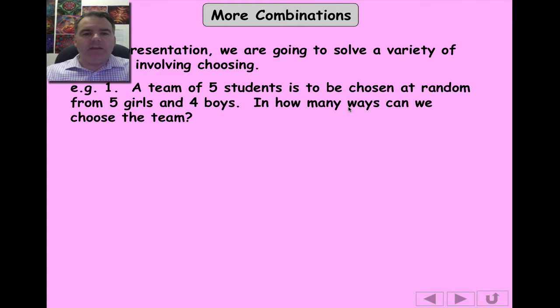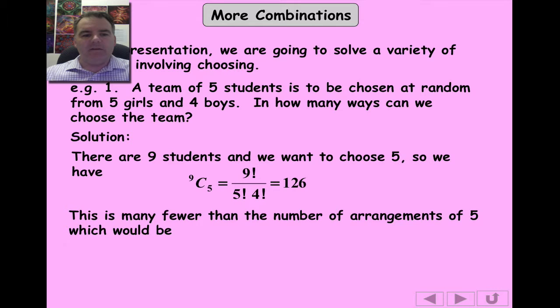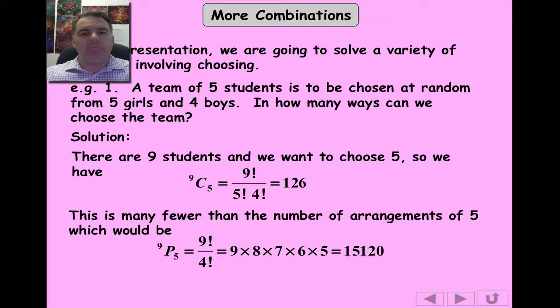So if we've got a team of 5 students to be chosen from 5 girls and 4 boys, how many ways can we choose that team? Well, easy. There are 9 students and we want to choose 5, so the answer is 9 choose 5. Here the order doesn't matter, so we'd use the choose button on our calculator. You can see the formula is also there, but we just use the choose button here, and the answer is 126. This is a lot different from the answer if we were doing permutations, if the order did matter. So if we were choosing 5 students out and then arranging them in order, that would be the answer there, 15,120.